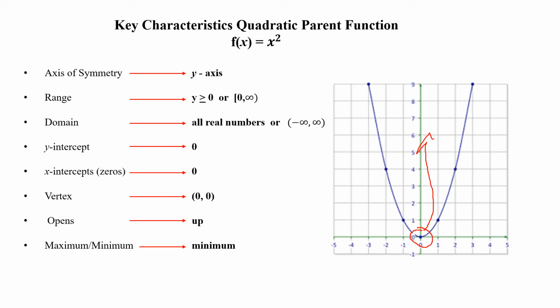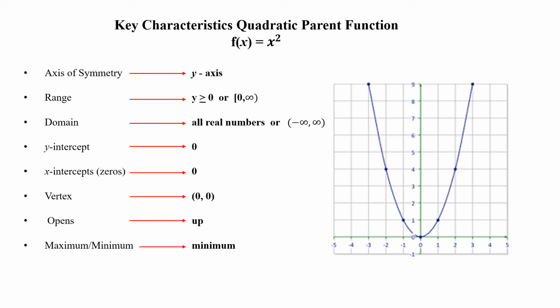Now the domain, if we look at this same graph, the domain is all real numbers. If we look at the graph as x gets smaller and smaller, that's negative infinity, y gets larger. And right here, as x gets larger and larger, then y is also getting larger. So we say that's positive infinity.